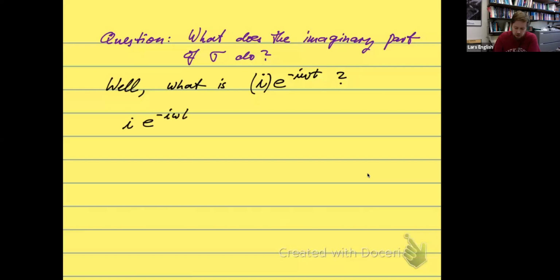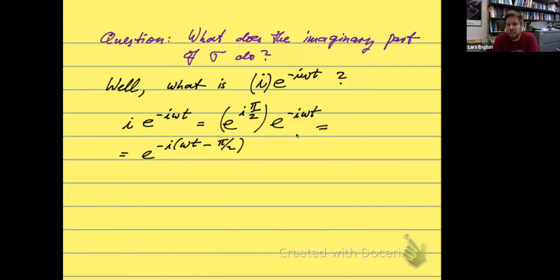What does that give us? Well, one thing to remember here is this i can be written in polar form. In polar form, it just looks like e to the i times pi over 2. So e to the i times pi over 2 is identically i. It's a nice identity there. And so I'm replacing that. Now I have this product of two exponentials. Well, I can add the exponents together.